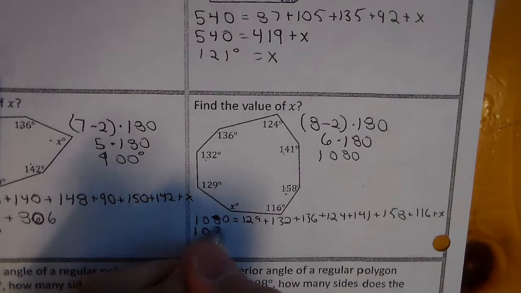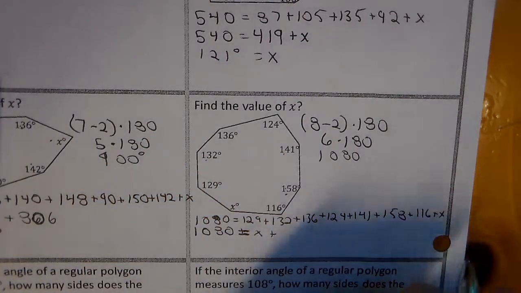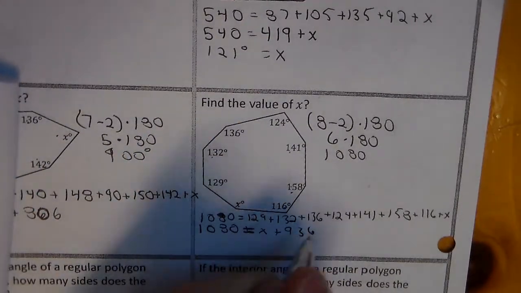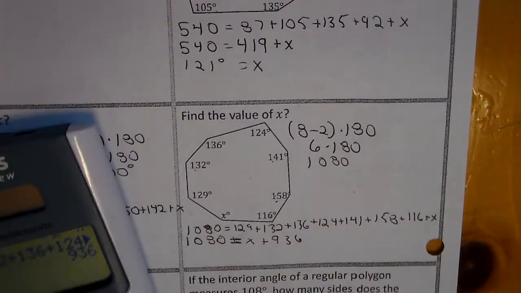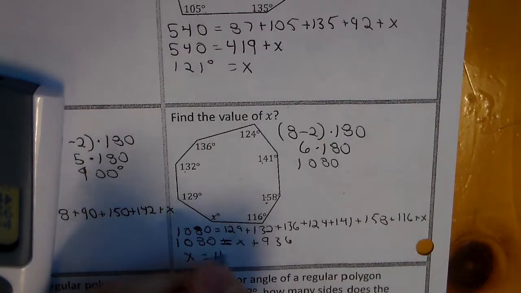So we get 1080 equals x plus 936. So now 1080 minus 936, we get that x is 144 degrees.